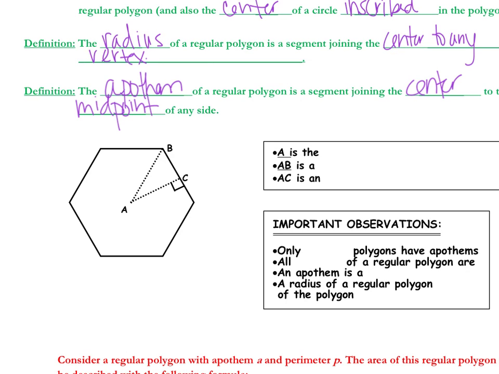Okay. So looking at this regular polygon, A is the center. AB is a radius. Notice that it's connected to a vertex. And then AC is the apothem. Okay, so notice the difference that the radius connects to a vertex and the apothem goes to the midpoint of the side.